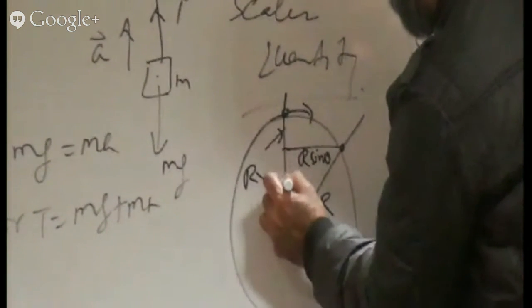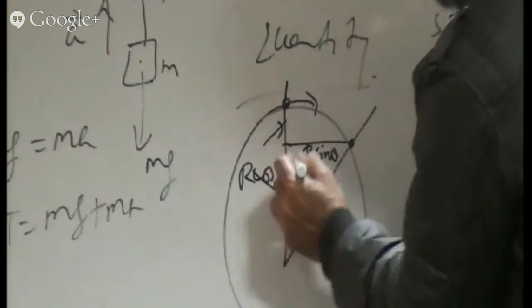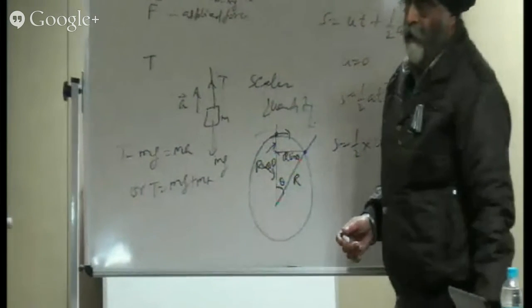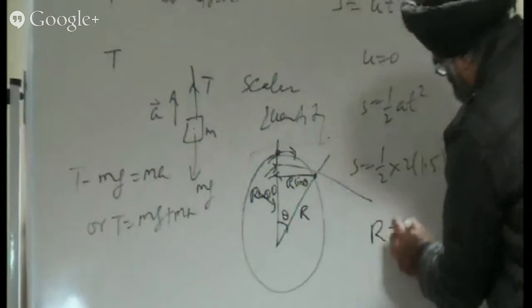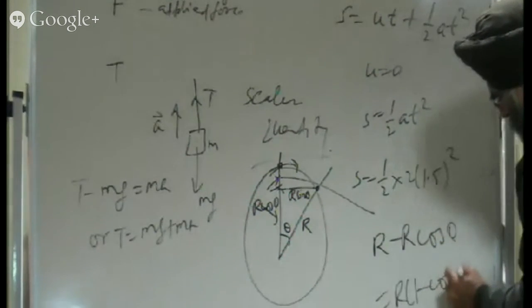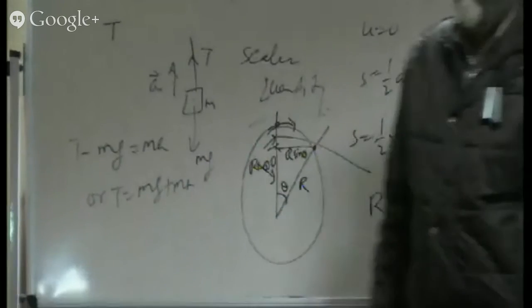And this will be R cos theta, right? This angle is theta, R cos theta. So how much will this distance be? This distance will be R minus R cos theta, or R into 1 minus cos theta. Is that fine?